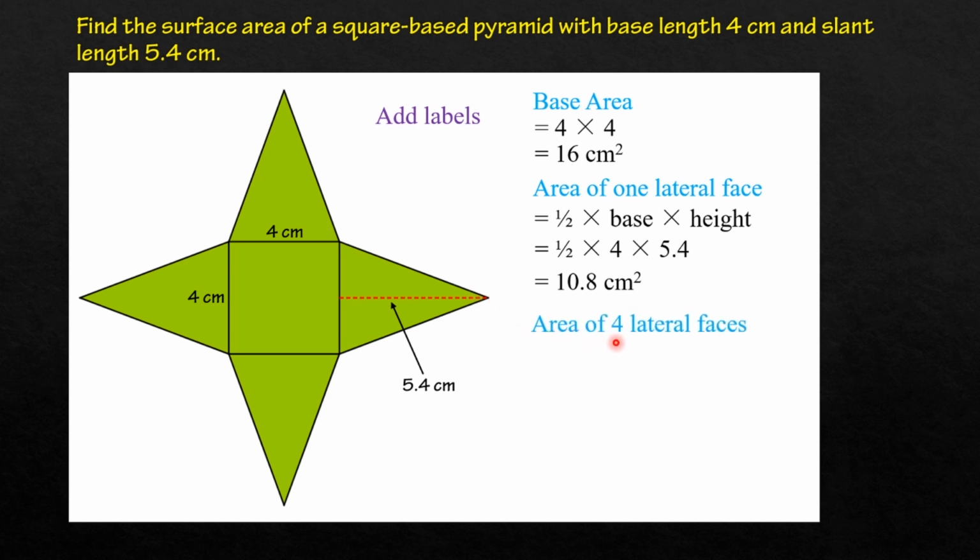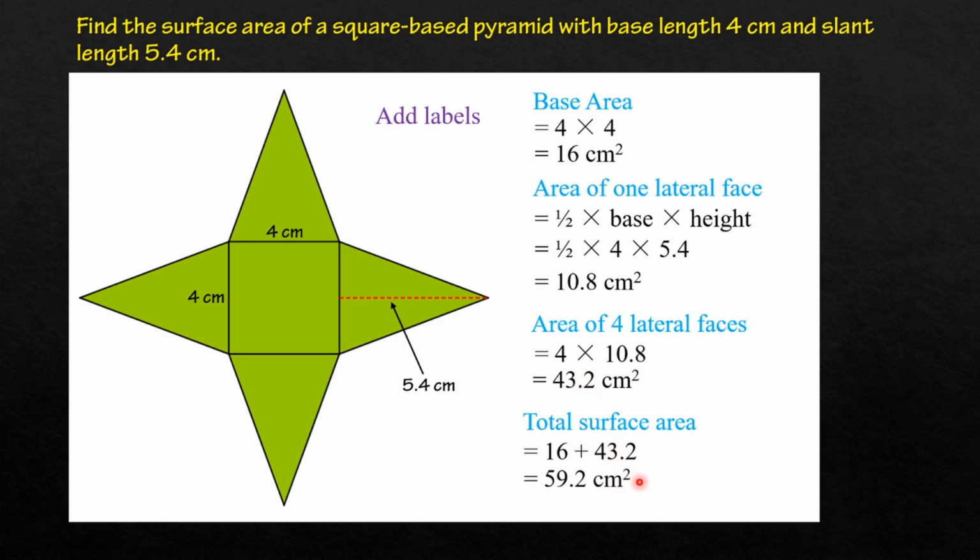Together, we calculate the area of 4 lateral faces. So that's 4 times 10.8, which will give you 43.2 square centimeters. Lastly, we calculate the total surface area, which is 16 square centimeters from the base plus 43.2 for the lateral faces, which gives us 59.2 square centimeters.